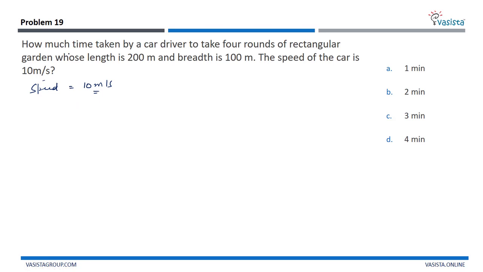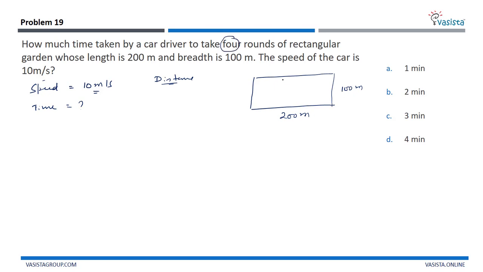Now what do we need to find? We need to find the time. The time is equal to what? And as well as, distance they have given in terms of length and breadth. Let us check this. This is a rectangular garden. The length is 200 meter and breadth is 100 meter. Again, they have given 4 rounds.